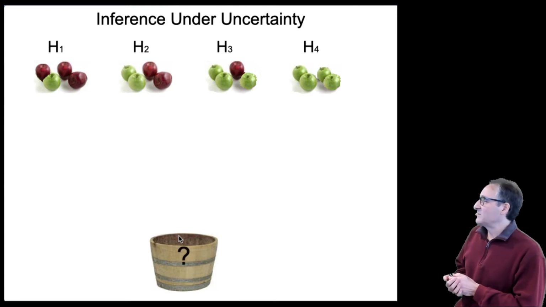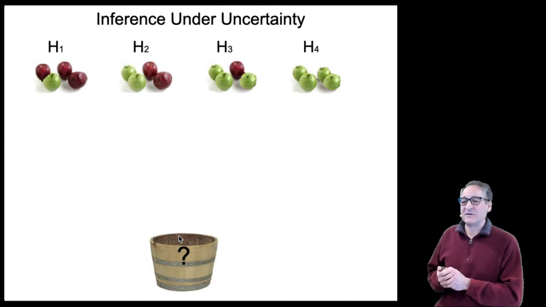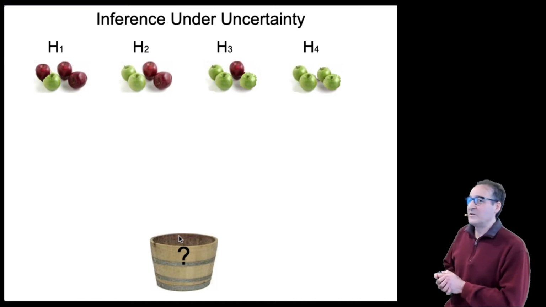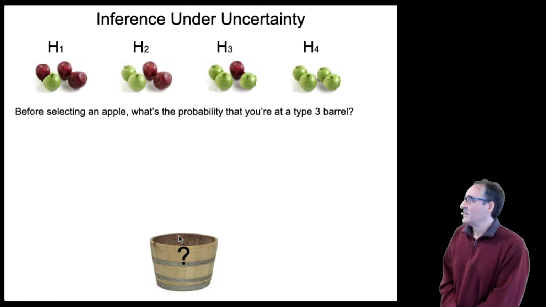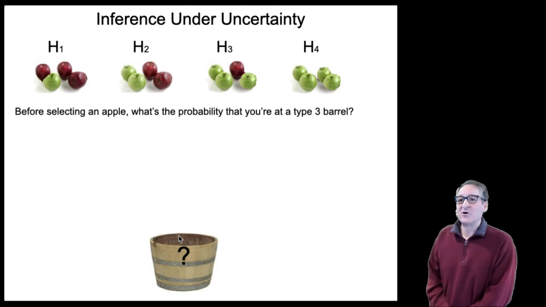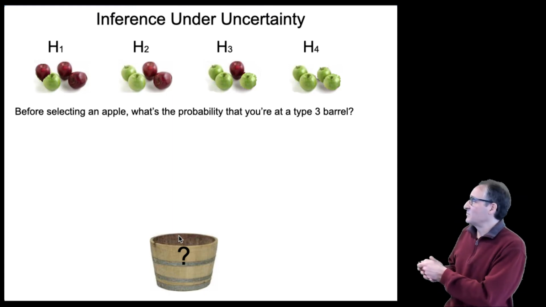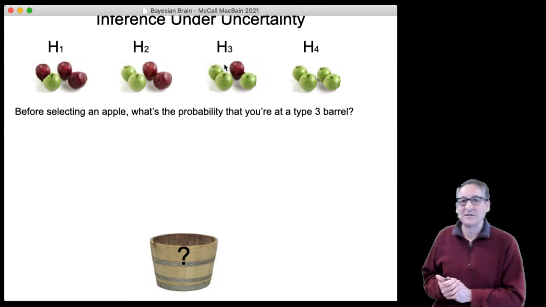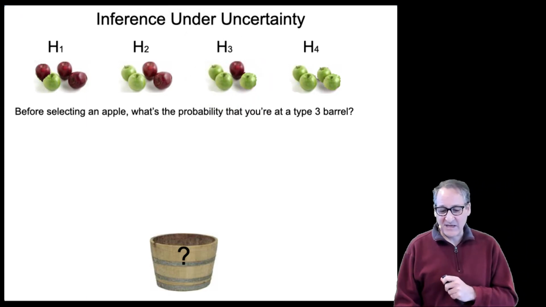So there are different probabilities that we can specify or talk about with respect to this problem, and some of them are very easy, and then the one that we really want to know is much harder. To go to the easier ones first, before selecting an apple at all, when you just stumble across a particular barrel blindfolded, what's the probability that it's the H3, the 3 green type of barrel? This is before you even take out any apple and look at it.